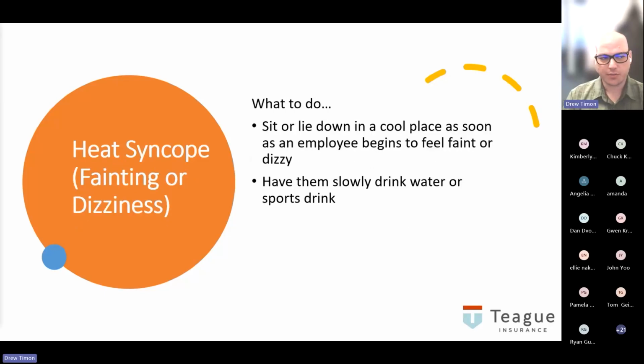So heat syncope, this is where there may be an episode of dizziness or fainting, which usually occurs when a worker stands for a prolonged period or gets up from a sitting or lying position. Workers that are dehydrated or not yet fully acclimated to the environment can also experience this. So what do we do? We want to have them sit or lie down in a cool place as soon as possible once you know that they're feeling faint or dizzy, and then have them slowly drink water or sports drink or something. Typically, heat syncope will alleviate itself as the employee gets water into their system and their body cools down a little bit.